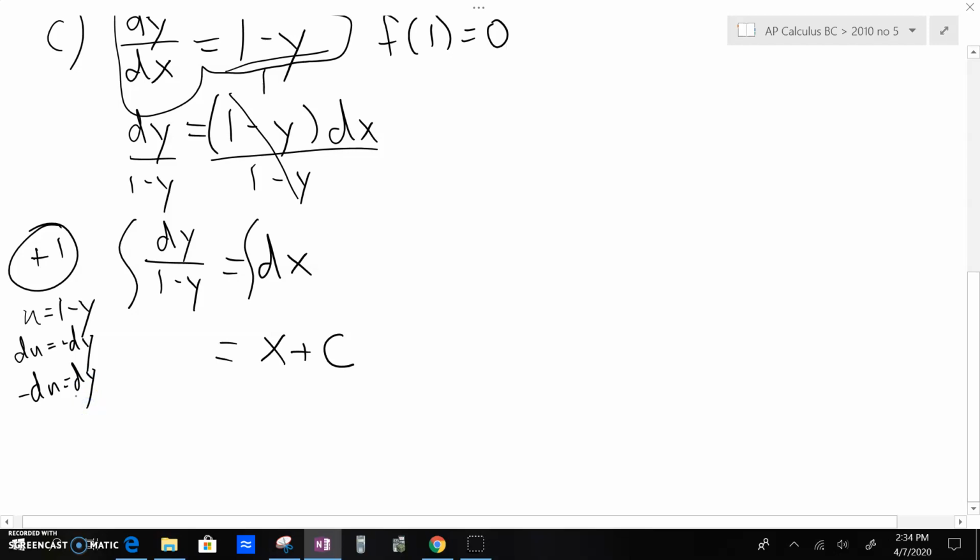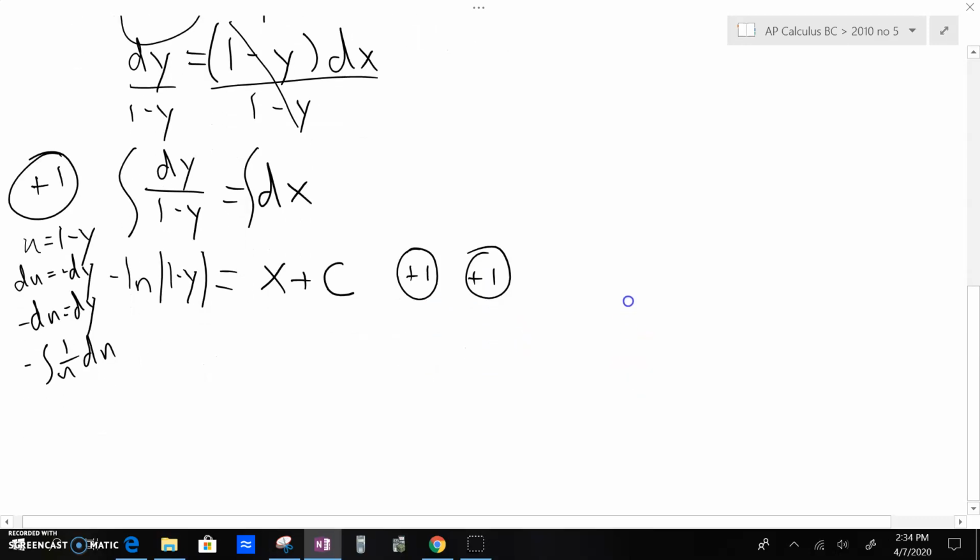And then what that means is you're going to be integrating negative 1 over u du, which is ln. It just boils down to you need a negative sign. And we're doing ln, and then we need absolute value bars whenever we get ln. So we have negative ln of the absolute value of 1 minus y equals x plus c. You get a point for doing the antiderivatives correctly, and then you get a point for the plus c. So this step nets us 2 points, meaning we only have 2 more to go.